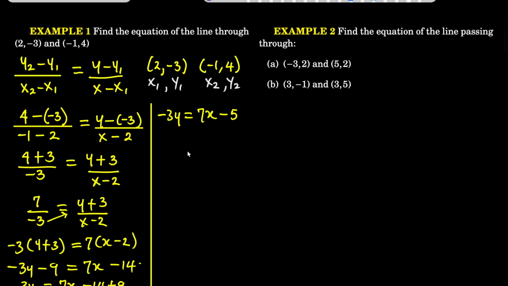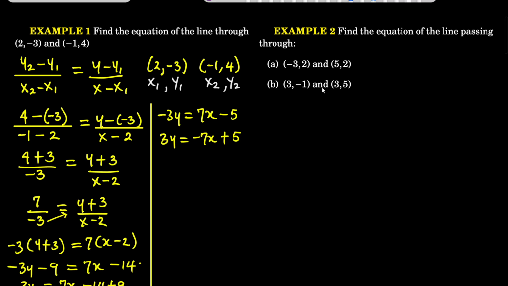You can choose to stop here if you find it confusing moving this negative from one point to the other. You can just leave it that way, okay? Or if you don't want it this way, you can multiply through by minus. When you multiply through by minus, all the minuses become plus, and the plus that you have here becomes minus. So if I multiply through, I have 3y is equal to minus 7x plus 5. This is the equation of the line passing through 2, negative 3 and minus 1, 4.